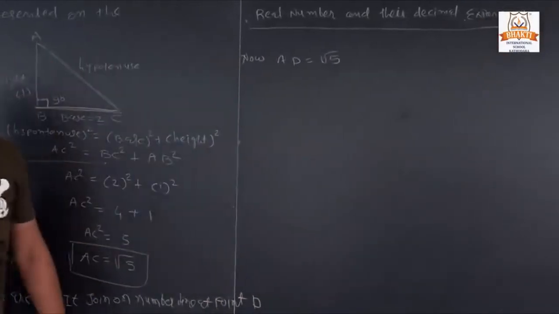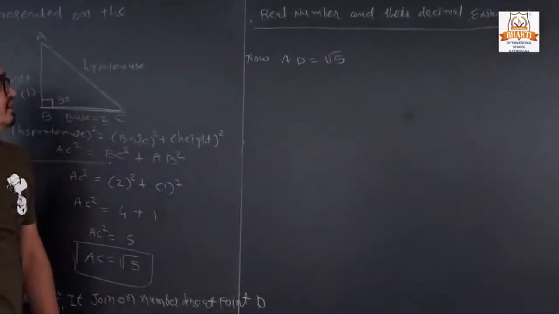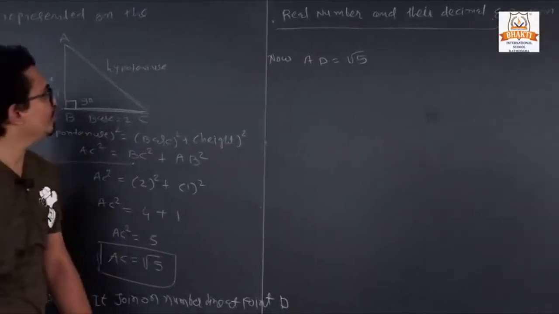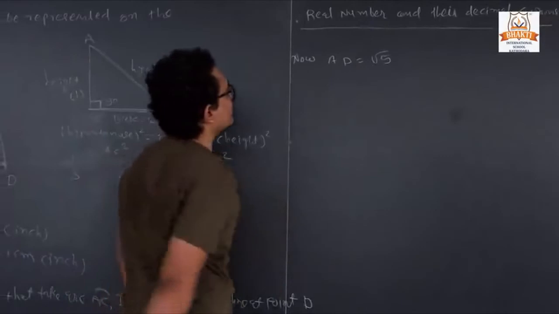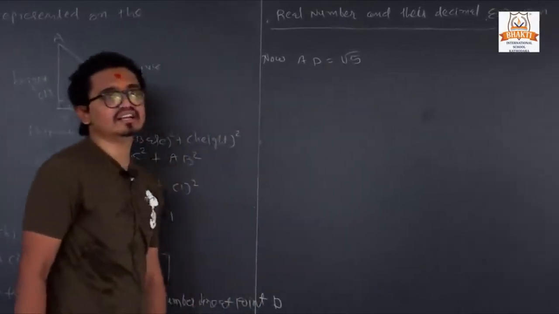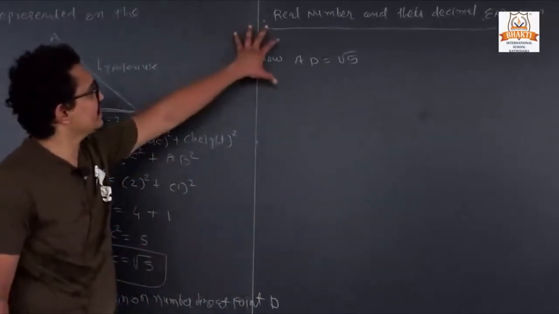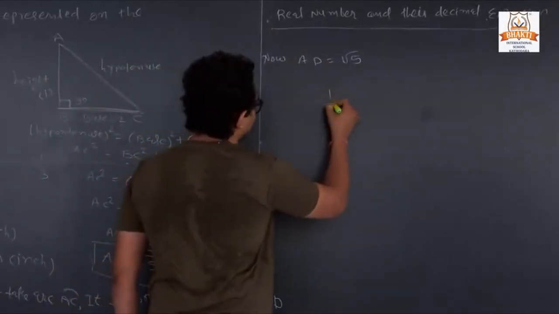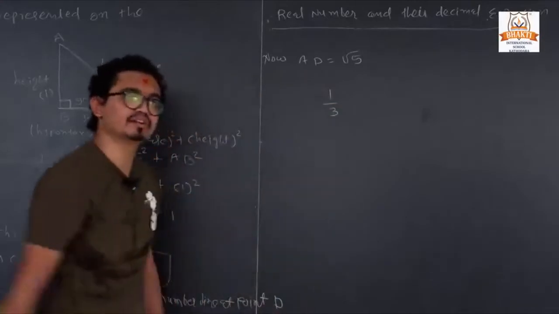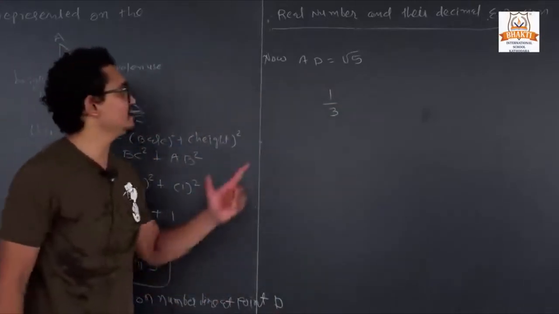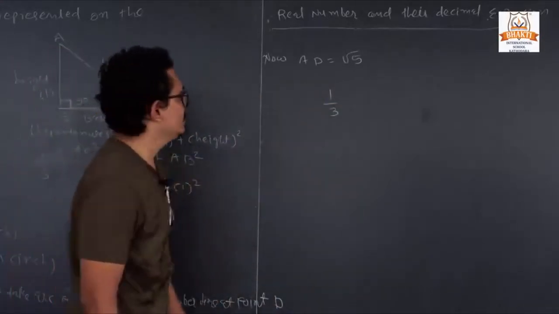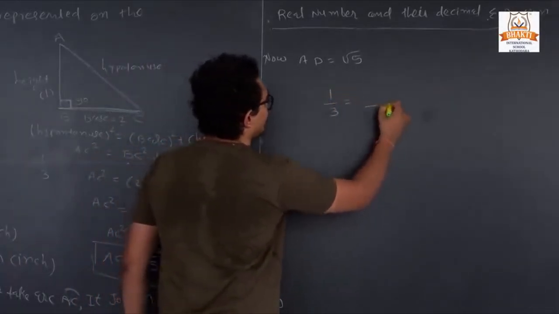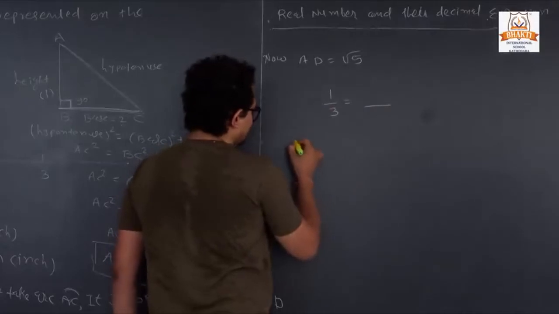The real numbers and their decimal expansion. So for that we are taking two examples, so you can easily understand how we can represent that number. So for that we are taking a number like 1 by 3. It is a rational number. 1 by 3 is one kind of rational number. So if we want to convert that fraction into decimal form, we can perform the division.